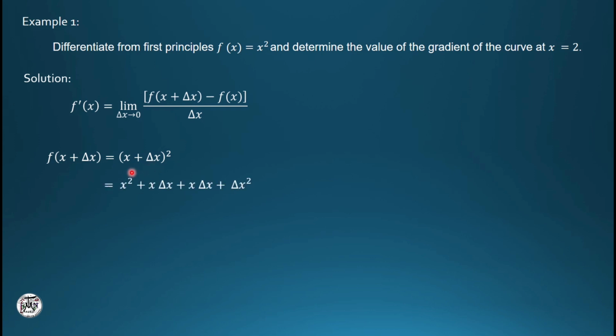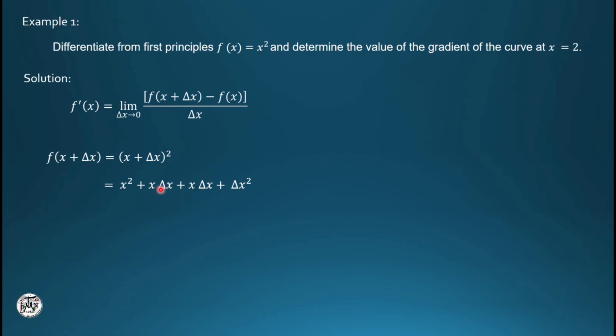So x times x is x squared, then x times delta x is x delta x, another delta x times x is x delta x, and delta x times delta x, multiplying by itself, is delta x squared. Don't forget the process, or you can study it if you cannot understand, by multiplying the square of a binomial. You may review your algebra.